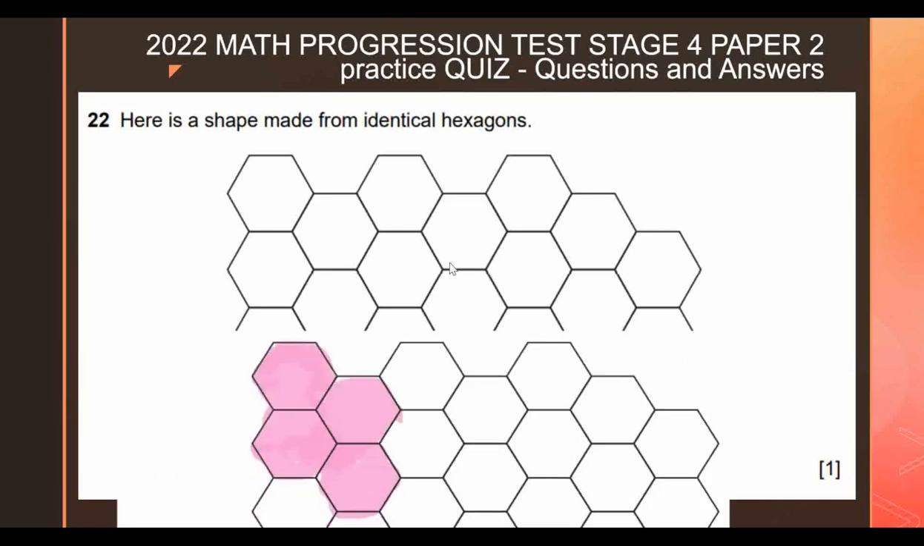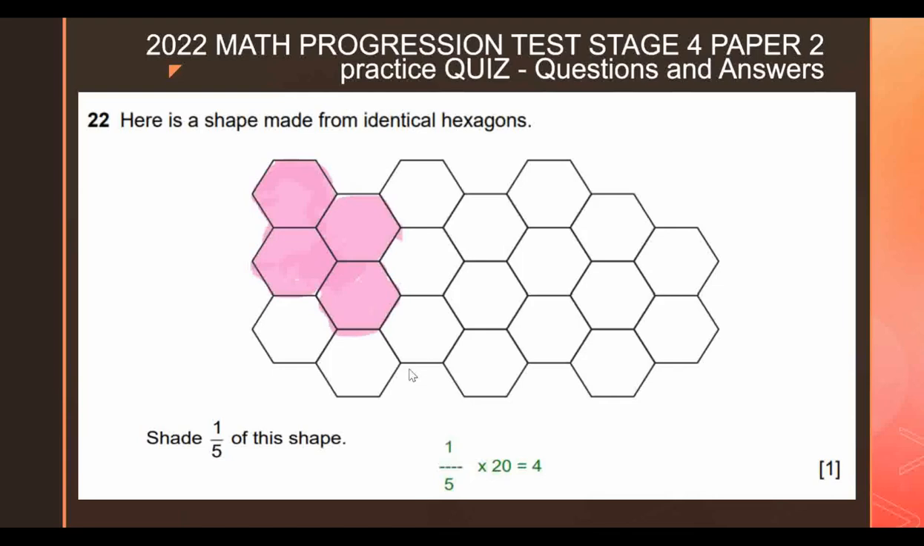So first we have to count the total. One vertical line is 3, and there are 1, 2, 3, 4, 5, 6 lines. 6 times 3 is 18, plus 2 is 20. 1/5 of 20 is 1/5 times 20, which is equal to 4. So we have to shade 4. That is the reason. Next.